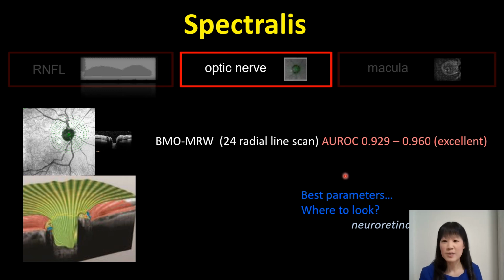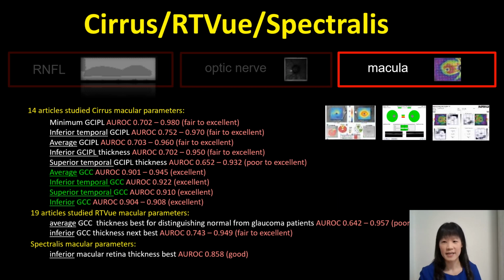So if you have a Spectralis machine in your office, well, where are the best parameters to look? Well, it's basically here, you can see a radial scan over the optic nerve head. You can have thinning of the Bruch's membrane opening minimum rim width, which is that thinning of that yellow band 360 around the optic nerve head. So thinning of that BMO minimum rim width is associated with glaucoma. So neuroretinal rim thinning. So that's the nerve fiber layer and the optic nerve with different machines.